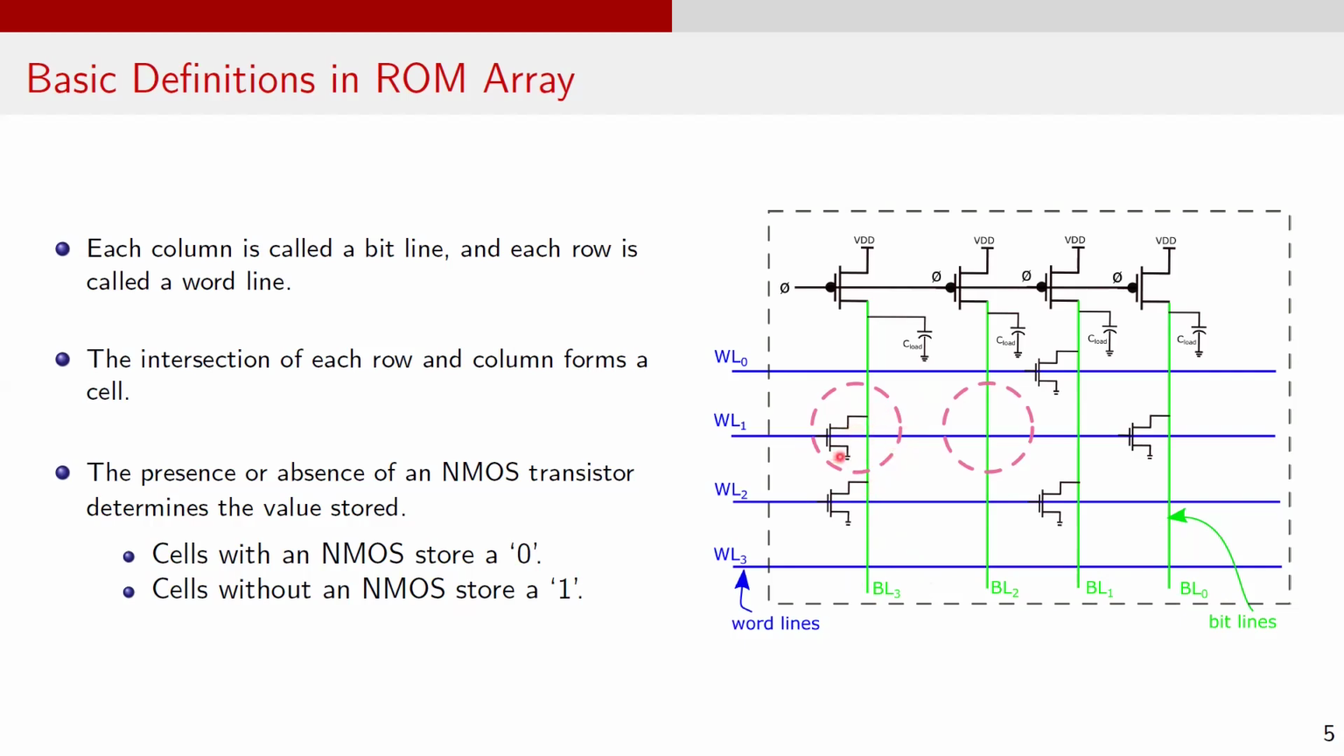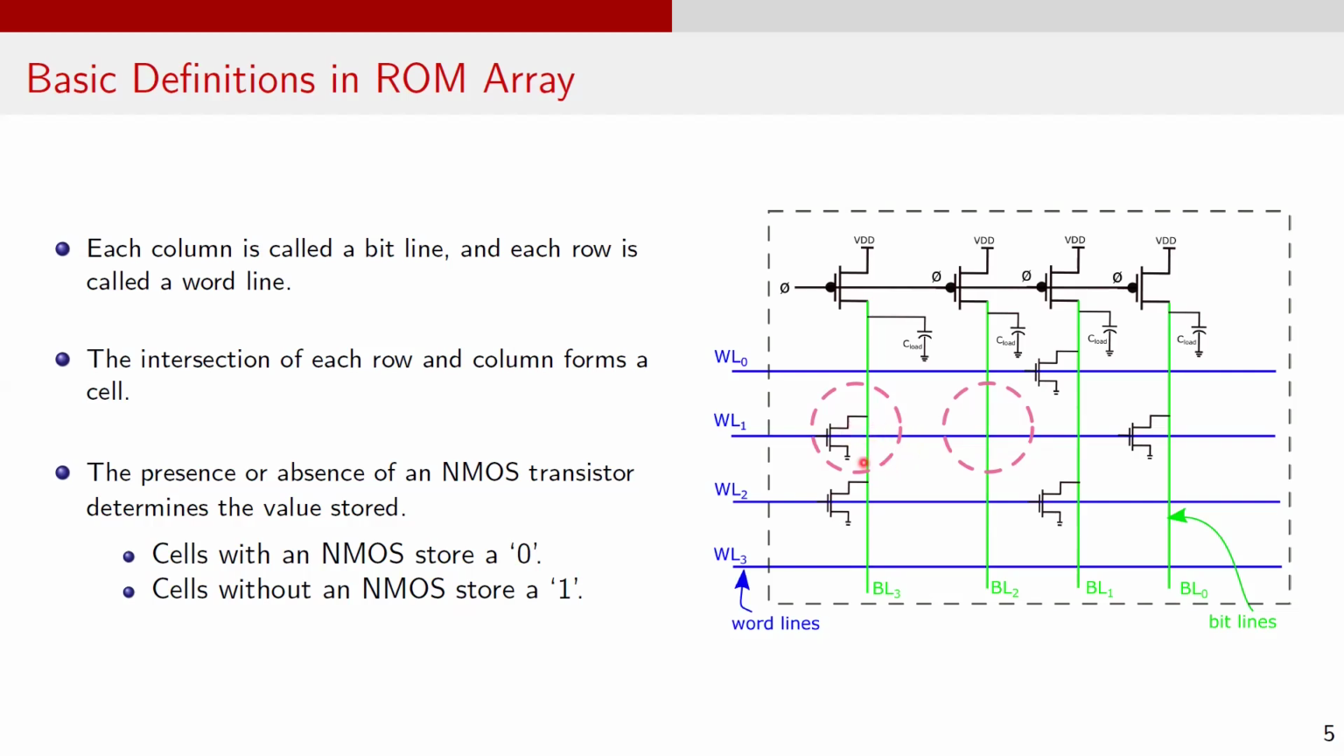The intersection of each row and column forms a cell. In this ROM, you can see multiple cells such as this one and this one. If you look closely, there are 2 types of cells: a cell with an NMOS transistor in it and a cell without an NMOS transistor in it. The presence and absence of the NMOS transistor determines the value stored in the cell. The cells with an NMOS store a logic 0 and cells with no NMOS store a logic 1. For simplicity, we can say that a 0 or a 1 in the ROM array is distinguished by the presence or absence of the NMOS transistor. This simple distinction allows ROMs to store and retrieve data efficiently.